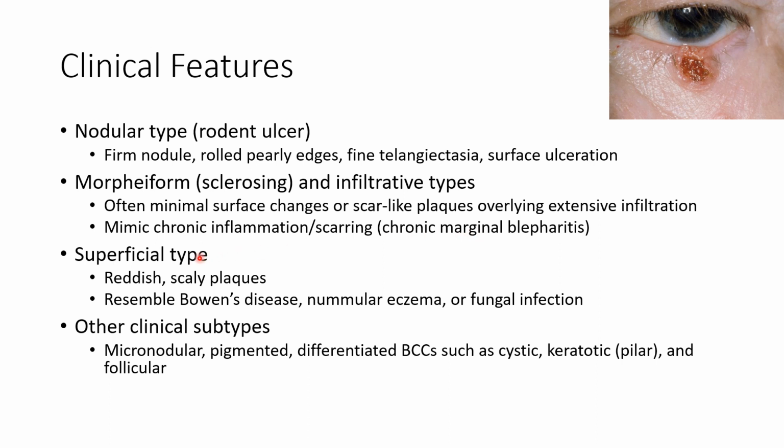Superficial type of basal cell carcinomas present as reddish scaly plaques. They resemble Bowen's disease, nummular eczema, or fungal infection. Other clinical subtypes of basal cell carcinoma include micronodular, pigmented, and differentiated BCCs such as cystic, keratotic, that is pilar type, and follicular type of BCC.